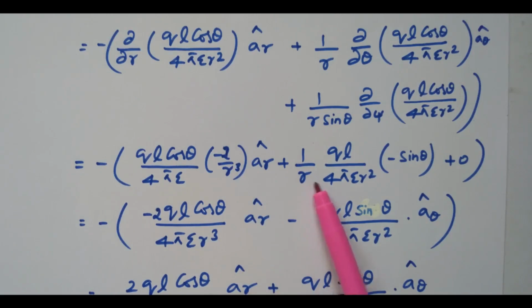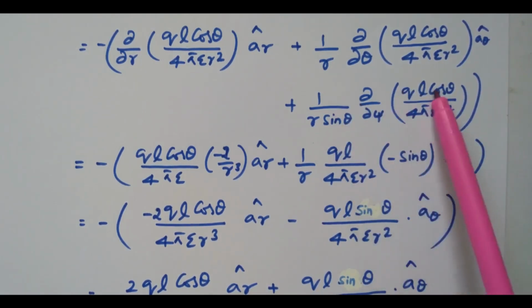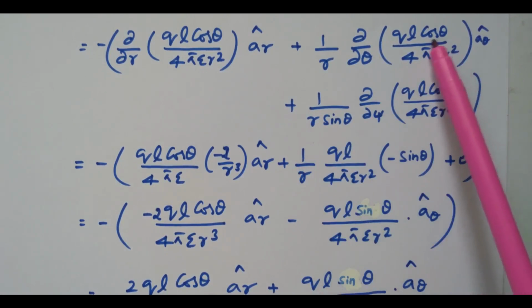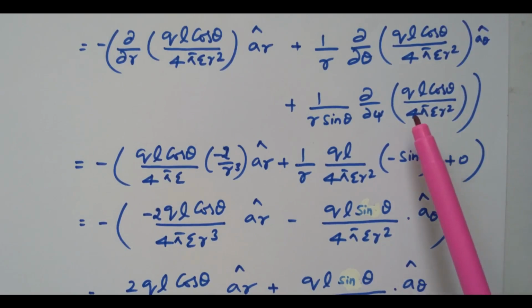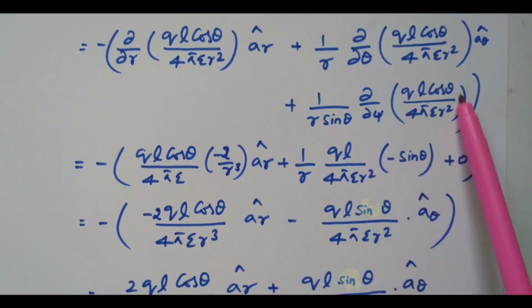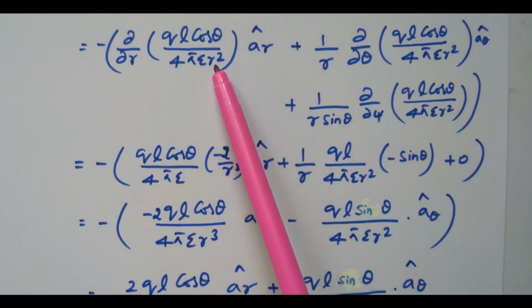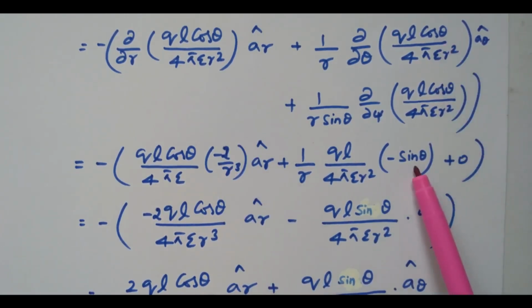Plus 1 by r. This QL divided by 4πε r² is constant. Only we need to differentiate cos θ with respect to θ, and differentiation of cos θ is minus sin θ. For the third term, differentiation with respect to φ, but the φ parameter is not available here, so all are constant and it becomes 0. So here we differentiated 1 by r², that is minus 2 by r³. Here we differentiated cos θ, that is minus sin θ.